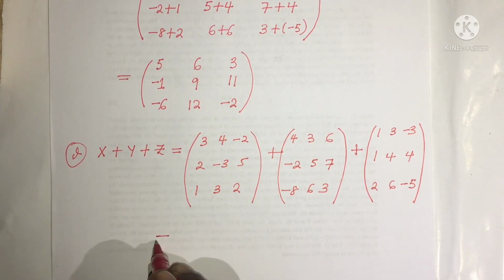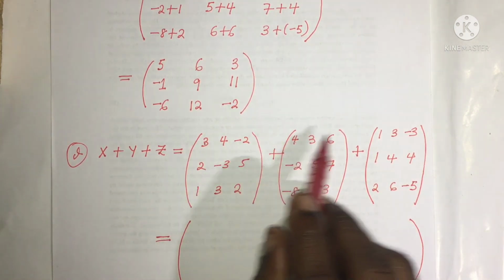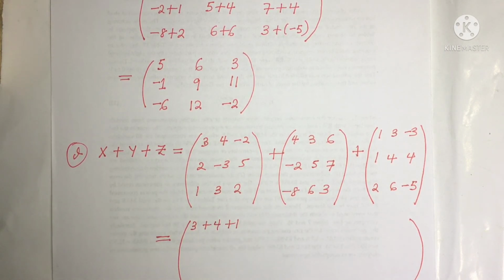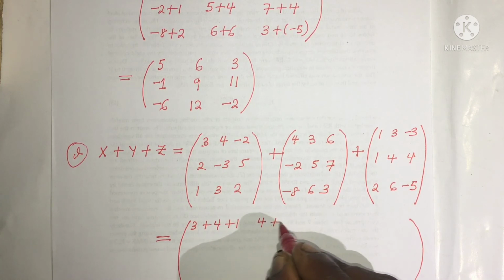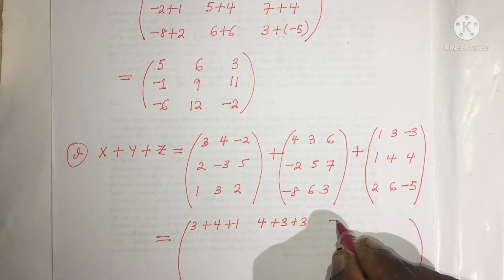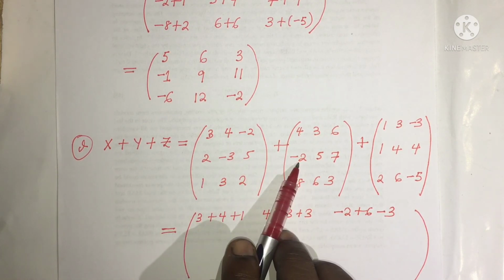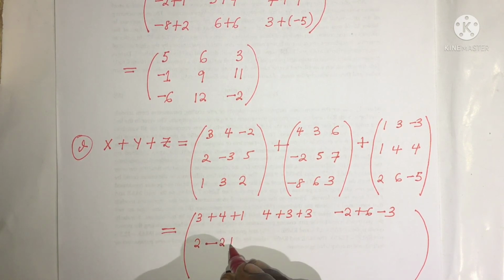Now that will add to give us our final result. So let's see, 3 would add to 4 and 1. So that will be 3 plus 4 plus 1 in the three matrices, simply because we are adding matrix elements occupying the same position. So 4 would add to 3 and to 3, giving 4 plus 3 plus 3. Minus 2 would add to 6 and minus 3, so this will be minus 2 plus 6 minus 3. 2 would add to minus 2 and 1, so this will be 2 minus 2 plus 1.